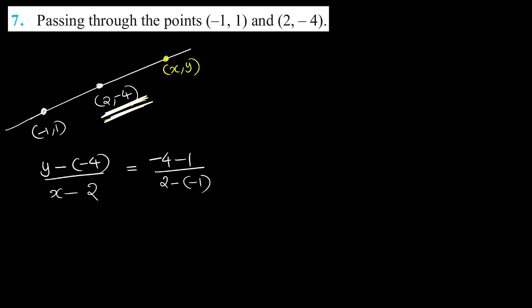And after that, I consider this point and this point. The same line passes through these 2 points, so I will get the same slope: minus 4 minus 1 by 2 minus of minus 1. All of it clear? Understood? Please respond. Okay. Yes, sir.